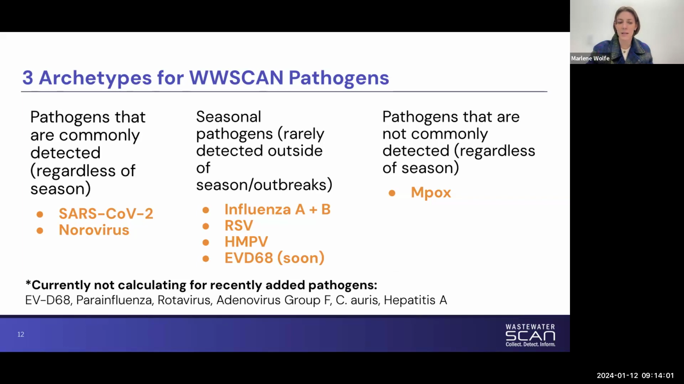And then for pathogens that are not commonly detected regardless of season, we don't expect them. We look at the number of positive detections that we see in samples over a recent period of time from a given location. So we are currently applying these categories for the pathogens that are listed here. We will likely begin category analysis for some of these new and recently added pathogens soon, as we've been establishing a couple months' worth of data now, but categories for those are not yet available.